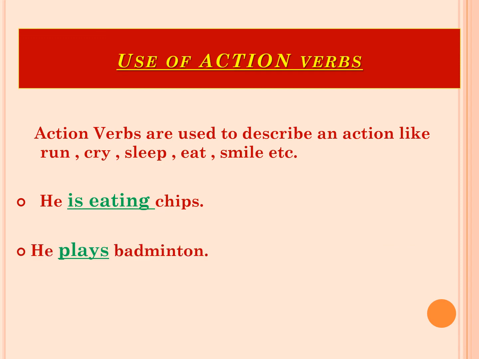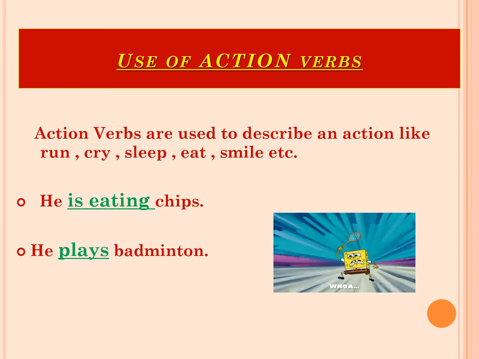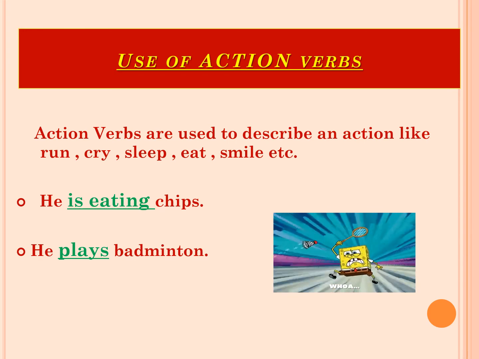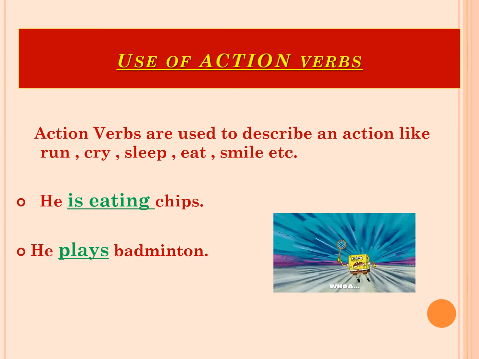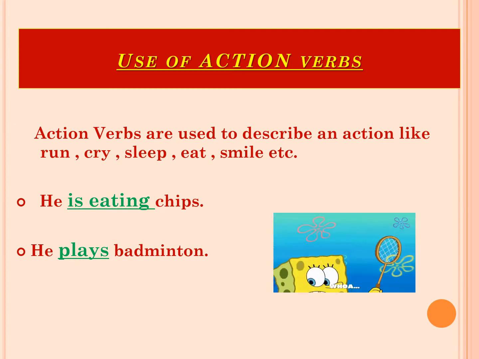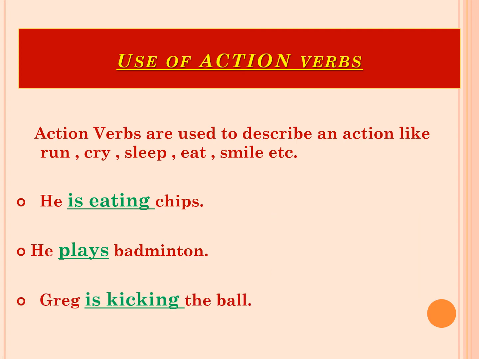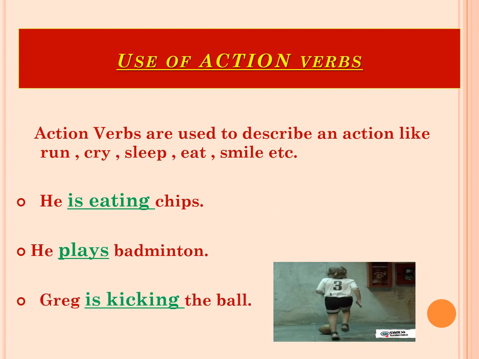Moving on to the next one. He plays badminton. Here the verb is plays. That is the action. So plays is describing an action over here. That is an action verb. Greg is kicking the ball. So what is Greg doing? What is the action being done here? Kicking. Kicking is the action verb and "is" is the linking verb here.